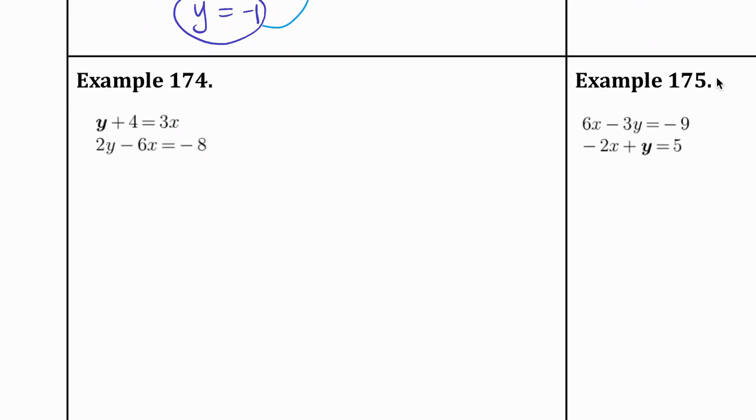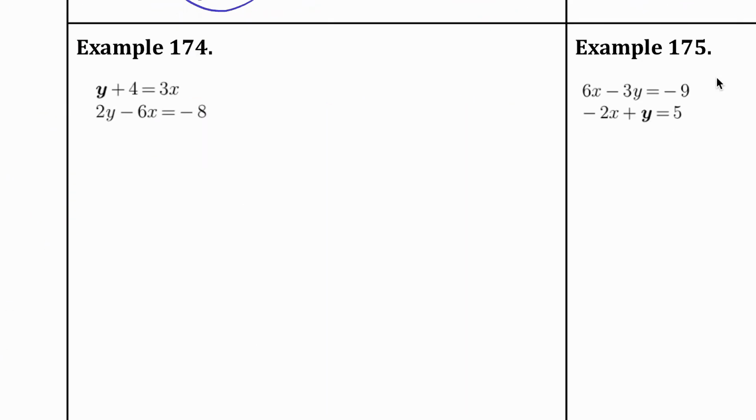Okay, let's look at a couple of special cases that we also saw when we were solving by graphing. Our first equation here, we don't have a variable by itself, but this y is pretty easy to isolate. So I'm going to rewrite this equation as y equals 3x minus 4. I'm going to take that 3x minus 4, substitute it for y. So we rewrite this equation as 2 times 3x minus 4 minus 6x equals negative 8.